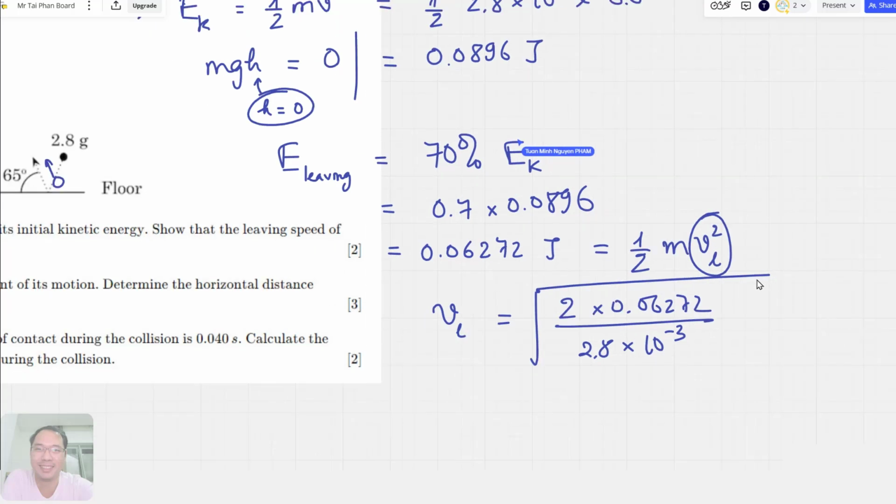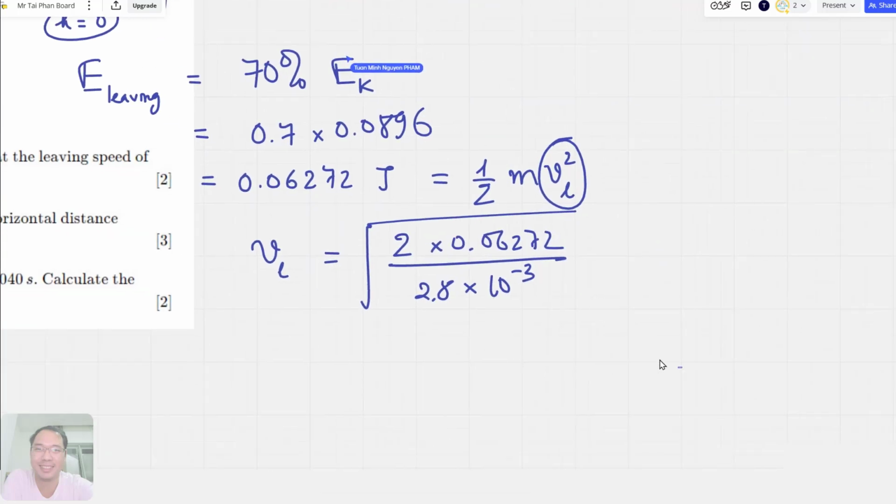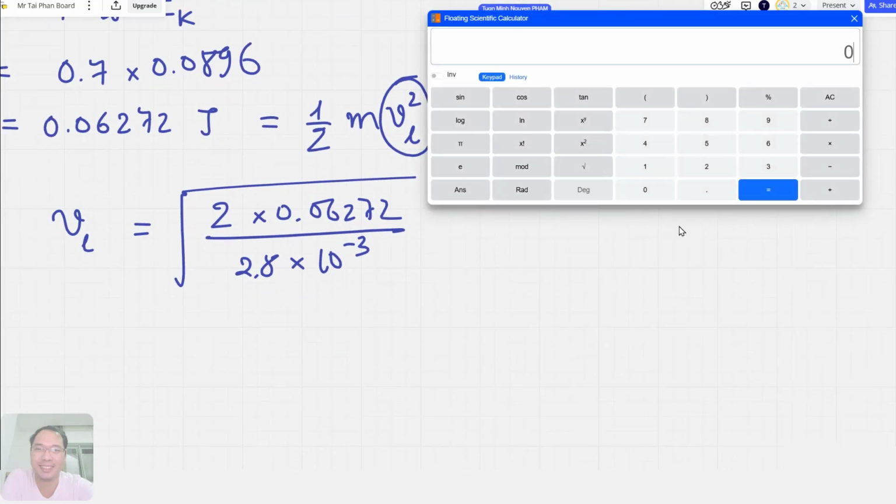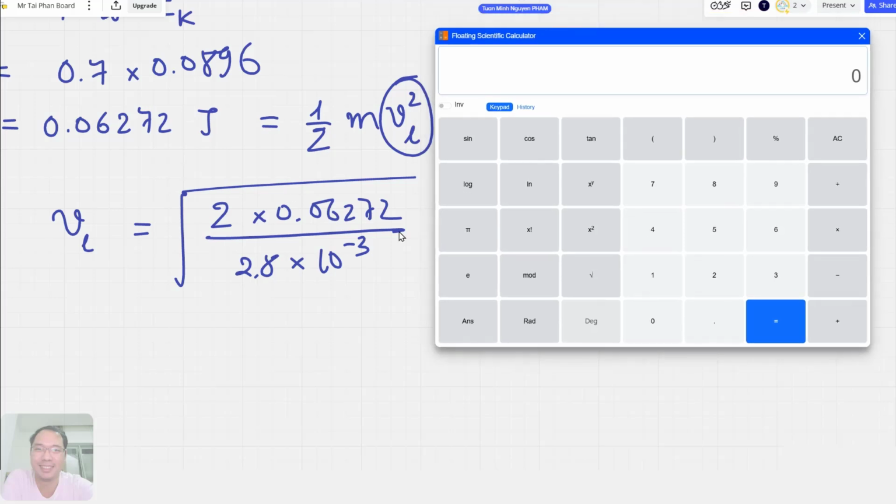Did you get it? Please take out the calculator and calculate this speed. I would like you to do some calculation, not depending on me doing all the work. 2 times 0.06272, then divided by 2.8 times 10 to the power -3. After taking this value, I will need to take the square root of it. The square root of 44.8, the answer, you see, 6.69.